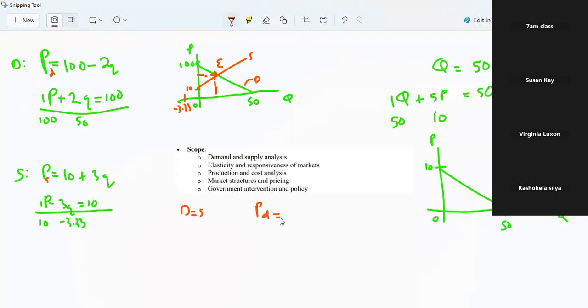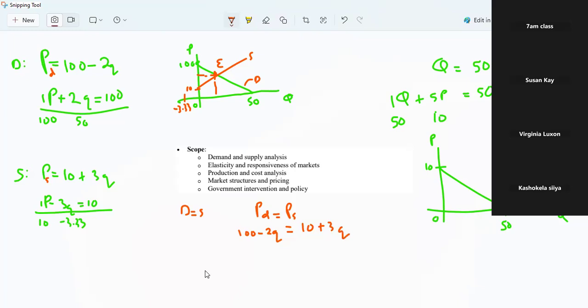What is the price demanded? 100 minus 2Q, yes. And our supply is 10 plus 3Q. Good. So we need to solve for Q. How do we solve for Q?